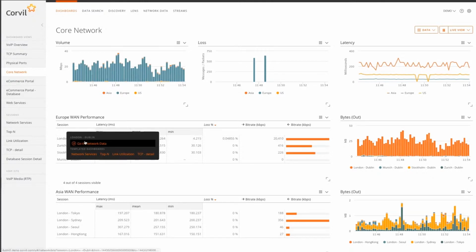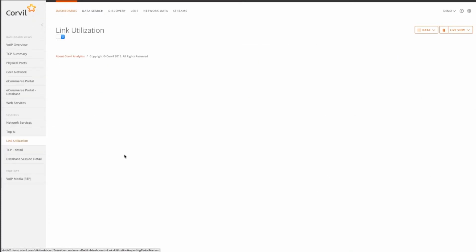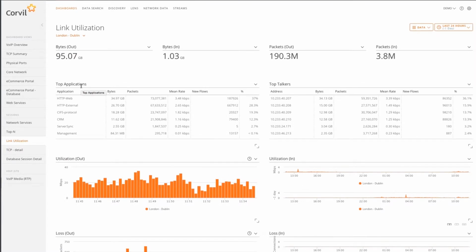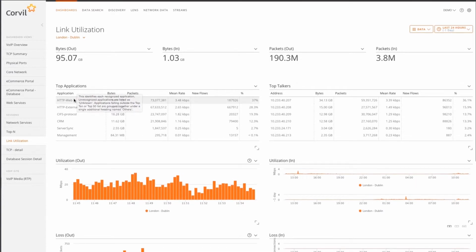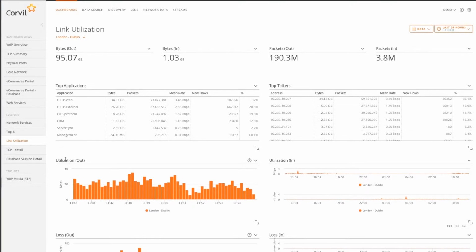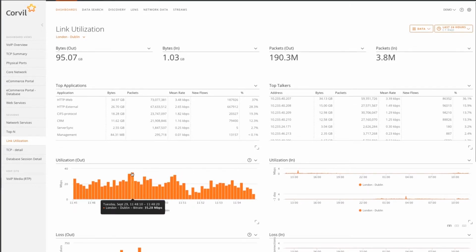He clicks the Dublin to London row and selects Link Utilization option from the drop-down menu. Here he can see the high-level link utilization metrics across the top banner of the dashboard. Standard NetFlow collection tools would show you the top applications and the top talkers, which are shown here and showing no problems. This chart here is what standard router port counters would show you.